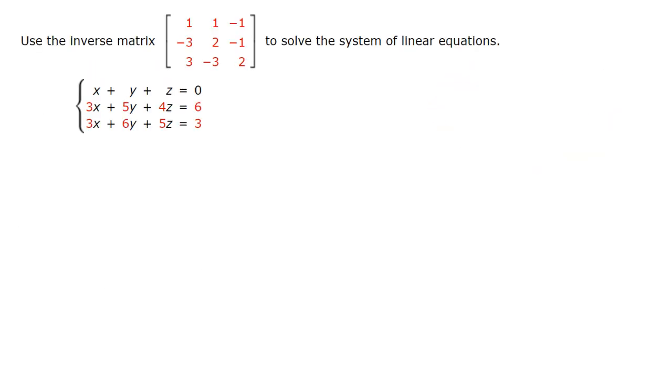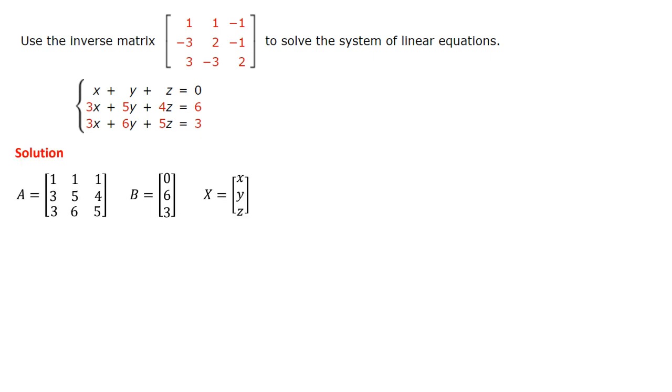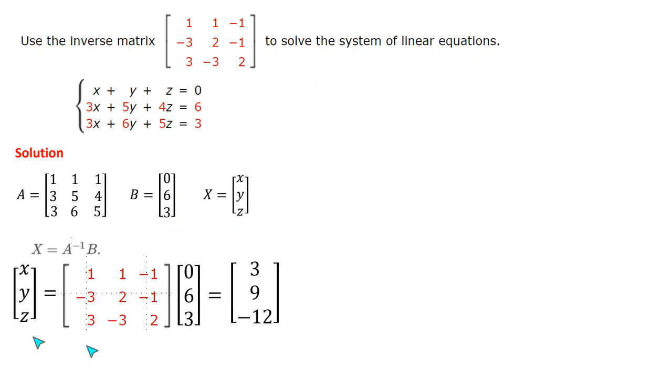All right, so let's go on. Now we have a 3 by 3. And so the idea is still the same, right? We use the inverse. They already give us the inverse, so that's good. A is going to be all your coefficients. So for the first row, we have 1, 1, 1. The second row, we have 3, 5, 4. And the third row, we have 3, 6, 5. And then our constants are 0, 6, and 3. And then our variables are x, y, and z. Plug it in. So my inverse, again, was already given to us, times our constants.